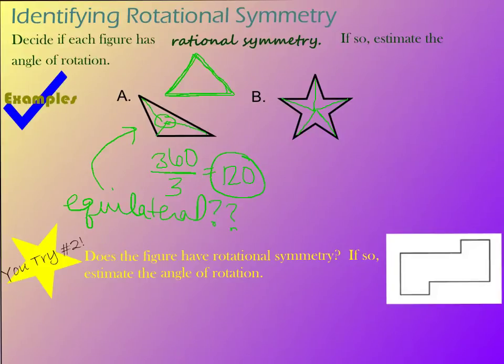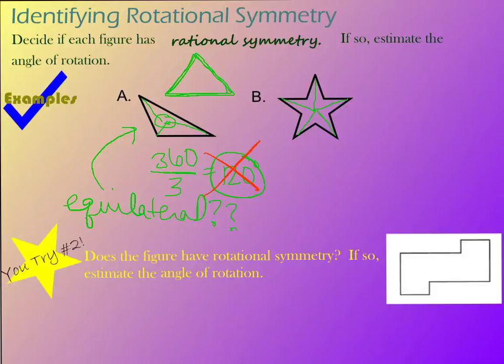That's what we have to ask ourselves. And it doesn't look like it to me. So I do not think I'm going to be able to spin this 120 degrees. I don't think that's going to work. So this picture just does not have rotational symmetry. I can't spin it so it'll end up back on itself again.